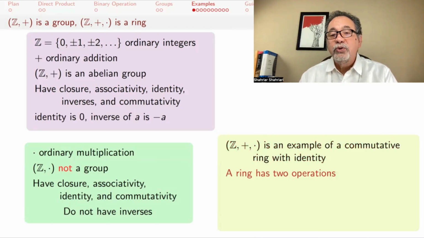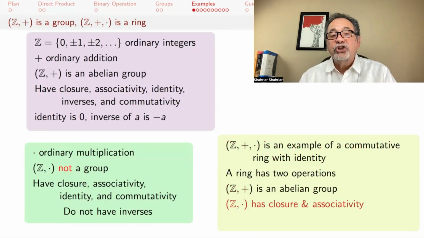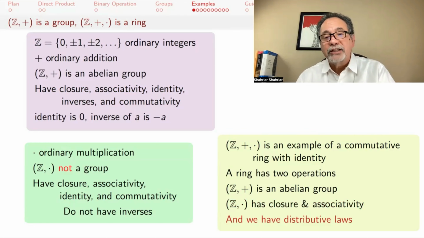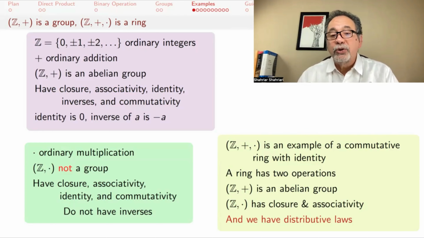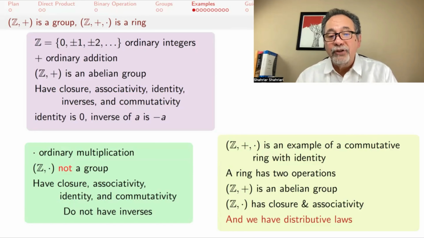So to be a ring, you have to have two operations. An example is the integers. Integers with plus is an abelian group, and integers with multiplication has closure and associativity. And we also have distributive laws. X times A plus B is XA plus XB, and so on. That's what a ring is, where with one operation you have an abelian group, with the other operation you have closure and associativity, and you have distributive laws.